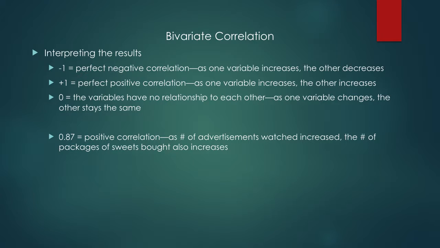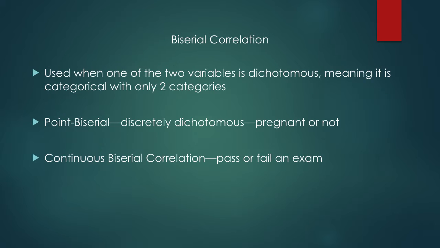In our example, we got 0.87, so in my mind, that is a positive correlation. As the number of advertisements watched increased, the number of packages of sweets also increased. So the more advertisements watched, the more packages of sweets were bought. That's how I'm thinking of bivariate correlation.